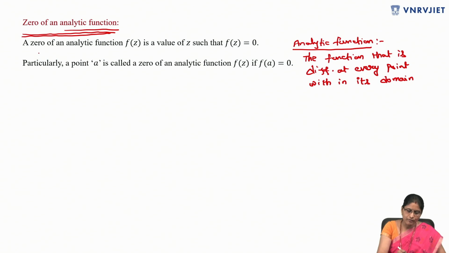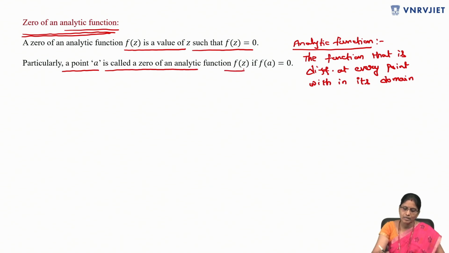So zero of an analytic function f of z is the value of z such that f of z is equal to 0. If we are taking particularly a point a, then the point a is called a zero of an analytic function f of z if f of a is equal to 0. See an example for clear understanding.